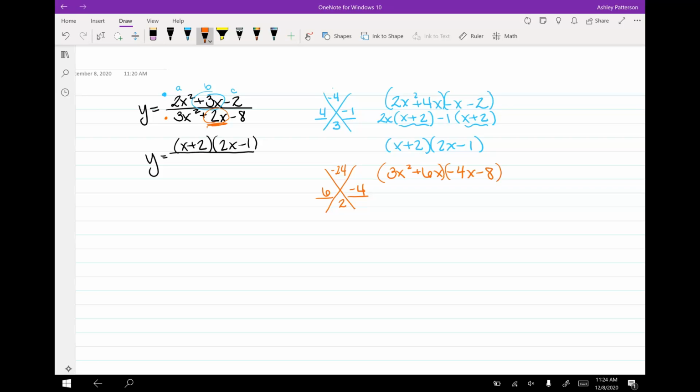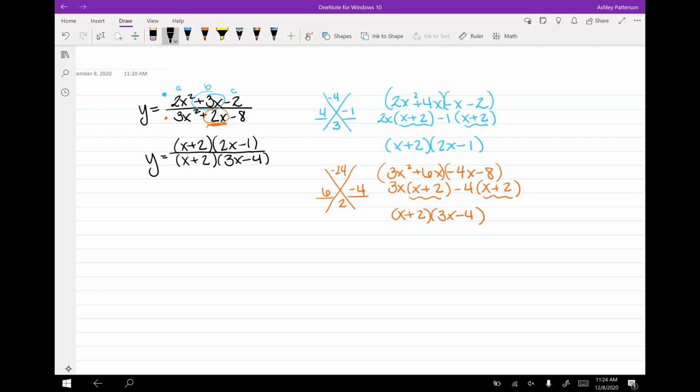The GCF of the first two terms is 3x, and we're left with x plus 2, and then -4, leaving us with x plus 2. And yes, if this polynomial is factorable, then these two will be the same, so we can factor that out, and we're left with 3x minus 4. So in the denominator, we get x plus 2 and 3x minus 4.